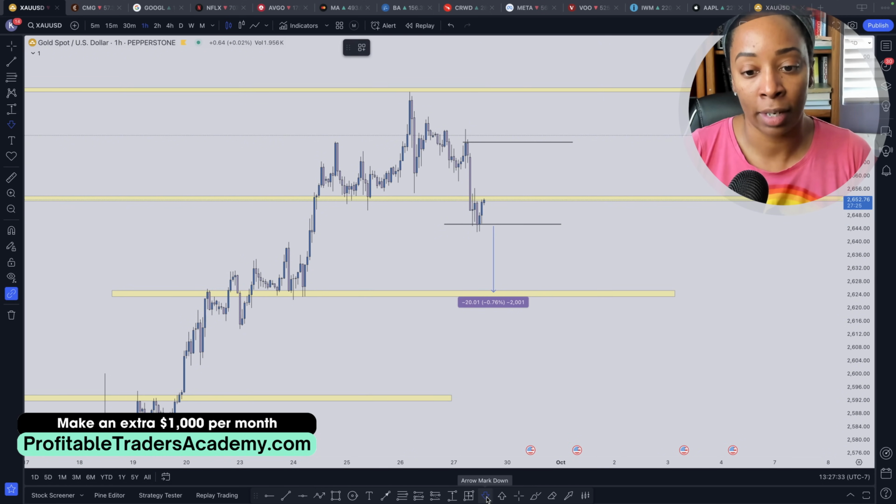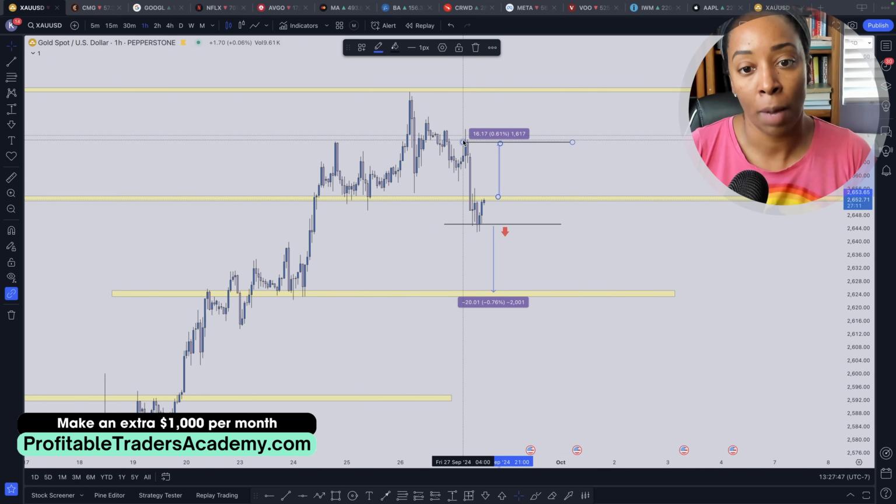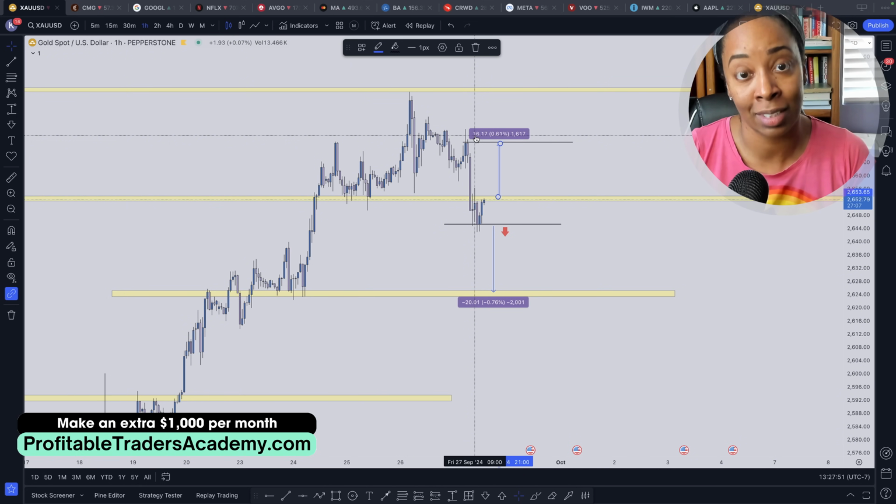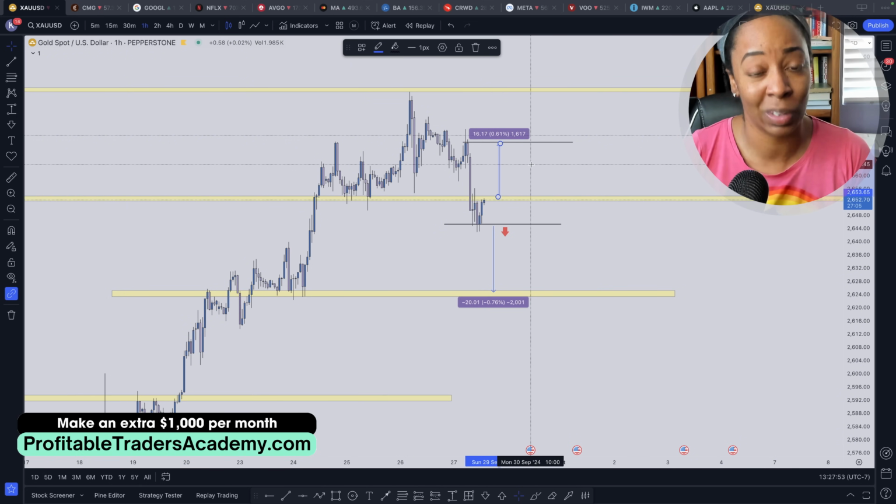I wouldn't be looking for shorts, but let's just say if I wanted to take a short-term one, this would be an idea. Generally, I'd be looking for buys. So of course, as I mentioned before, if price is above here, I would be looking for a buy up into this resistance level right here. And as you can see, this is 160 pips, which can be really, really nice depending on the account size.